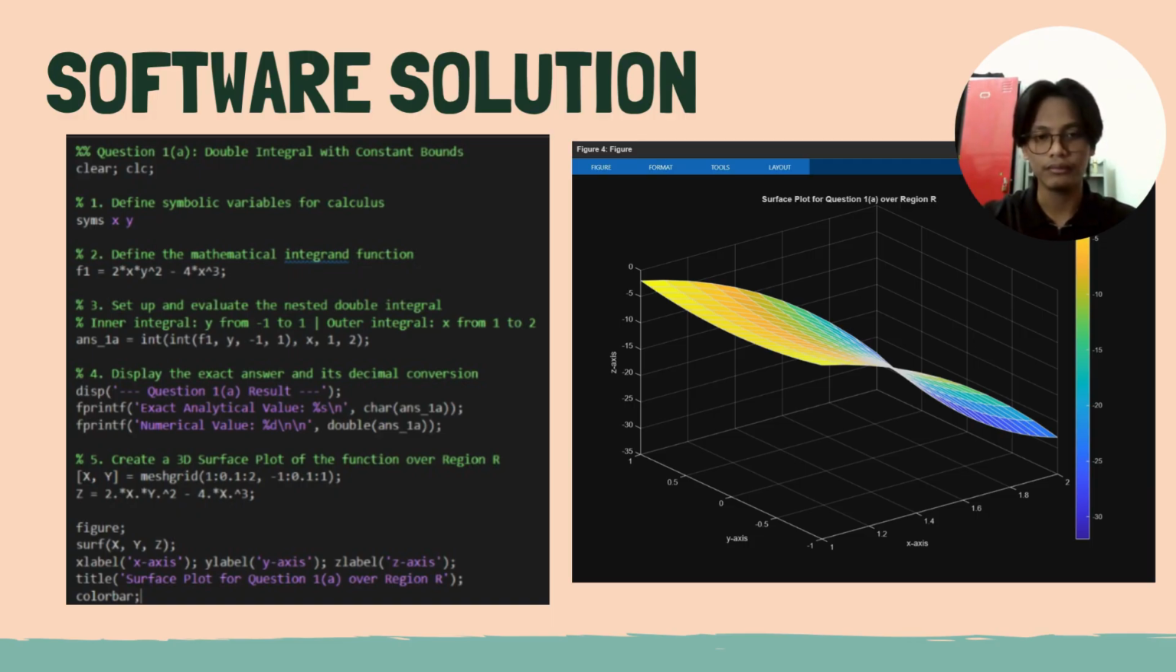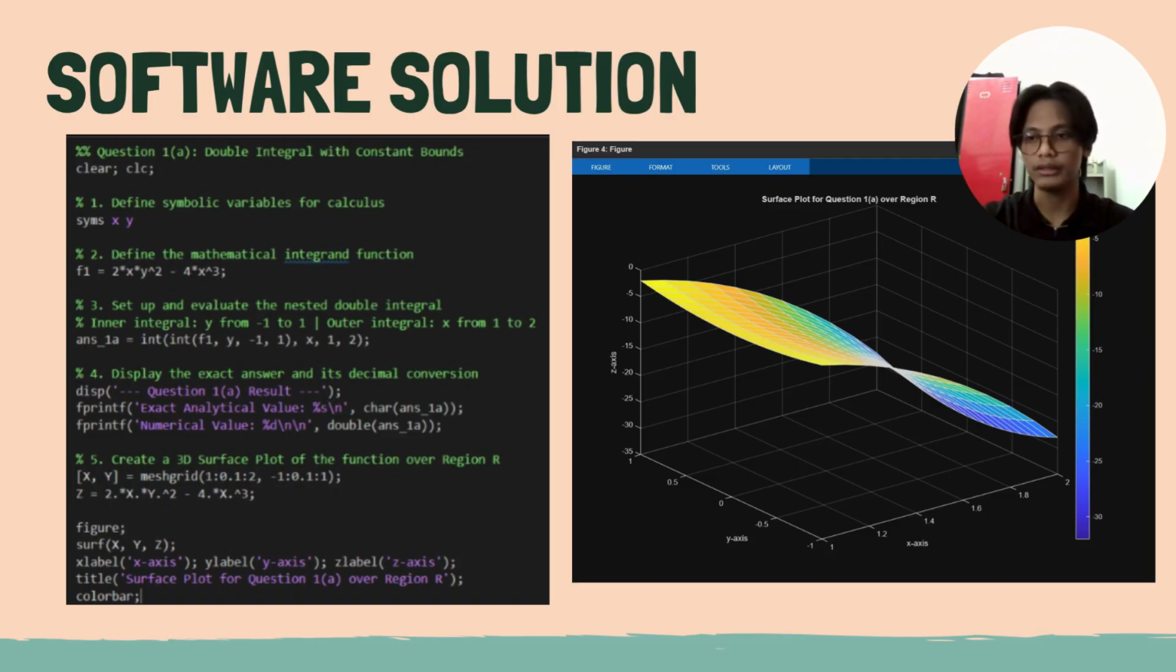So for the script, the green text is just to point out what I'm doing, and the gray text is the actual coding. First, the clear and clc. It clears all variables from memory and wipes the command window to prevent calculation errors. And then, x and y are initialized as symbolic variables.